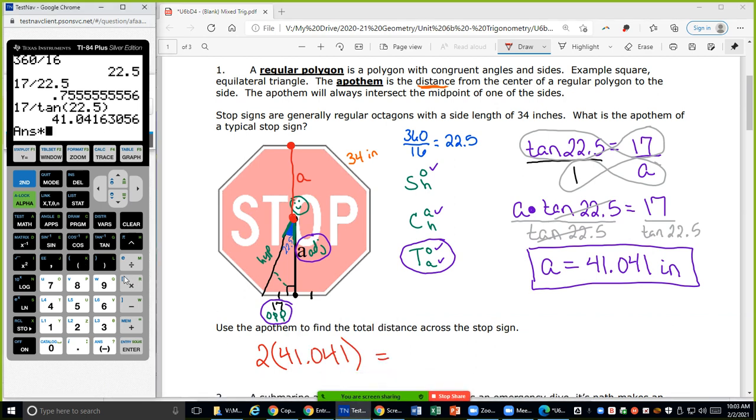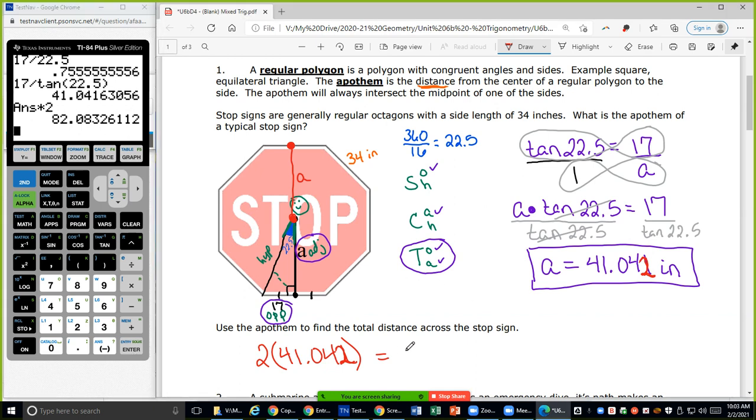All the way across, I'm just going to come over here and hit times. Notice I didn't type that in. I just went straight to hitting times, and it's saying, oh, you want me to multiply to that last answer. Because remember, I rounded that last answer. Oh, and I didn't even round it correctly, right? Because after that 1 is a 6. So this actually should be a 2 there if I'm rounding correctly, which we do want to round correctly. Okay. All right. So when I multiply by 2, I get 82.083 inches. So that's how far it is all the way across that stop sign.